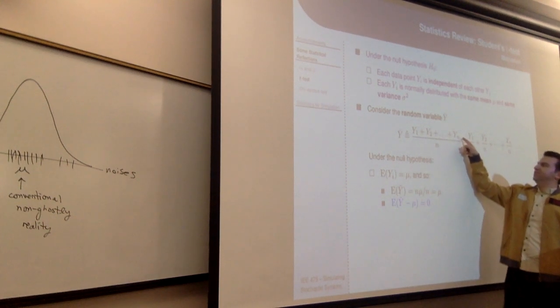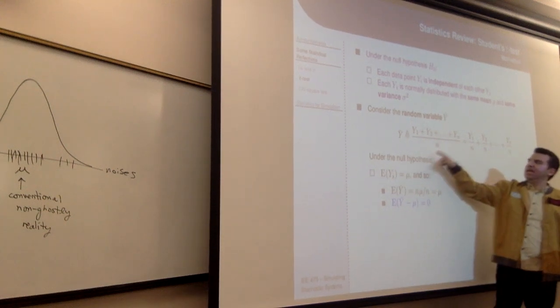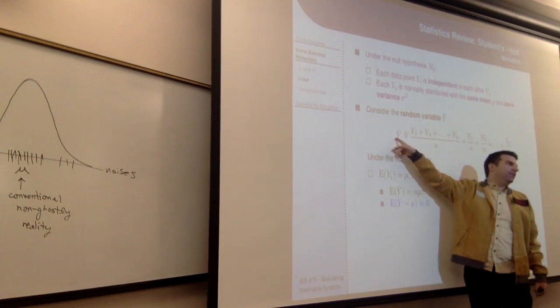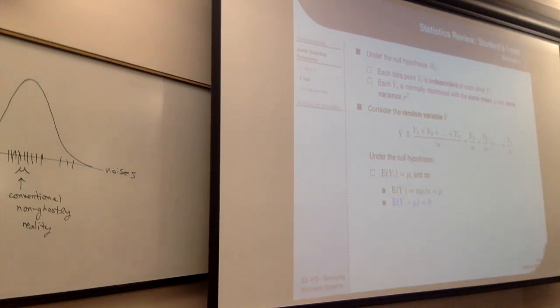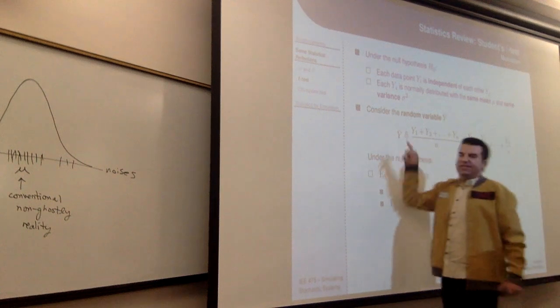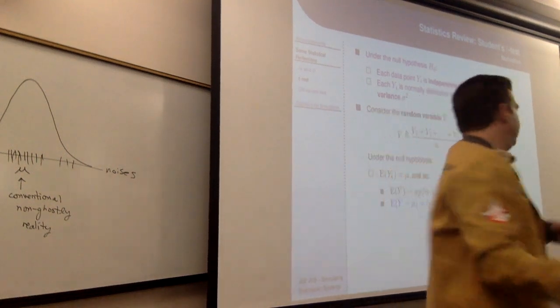So these random variables, if I add them all up together and divide by n, that's my mean. And so the mean is also a random variable. And so the question is then, what are the statistics that correspond with this random variable, this sample? So this is a sample from an estimator of the mean.